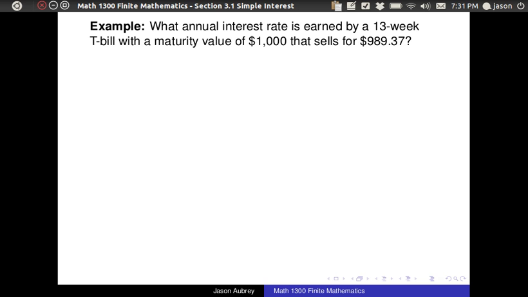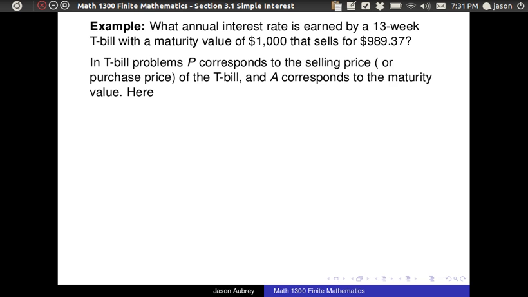So the maturity value is the total amount, interest plus principal, that you earn back. And in this problem, that's $1,000. So that'll represent A. The time period is obviously 13 weeks, so we're going to have to convert 13 weeks to years. And then the question is, what is the annual interest rate? So what is R? We're being asked what R is.